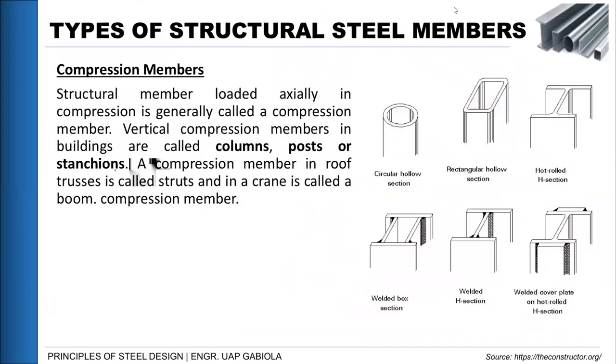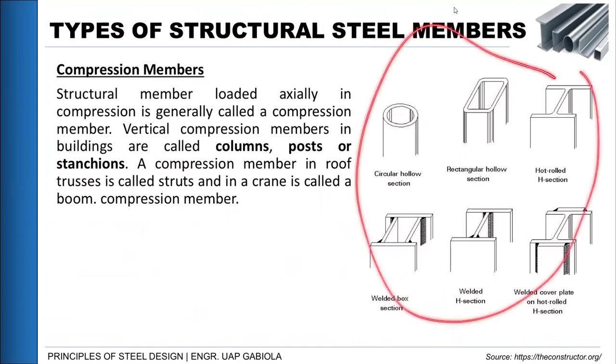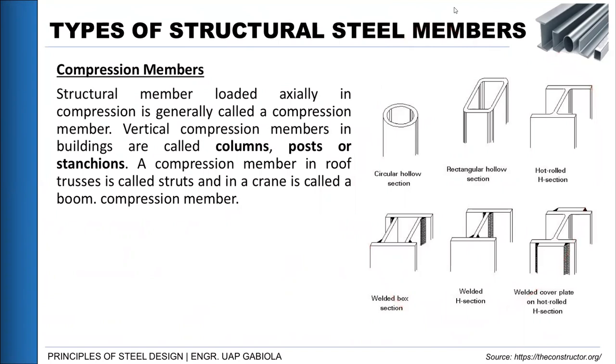Then we have also compression members. So compression members generally resist axial forces or axial compression forces, sometimes called columns, posts, or stanchions. Some of the most common uses are as follows: circular hollow sections, which we can observe in our flagpoles and electrical posts. Those types of sections are being used because they are better in resisting axial forces.